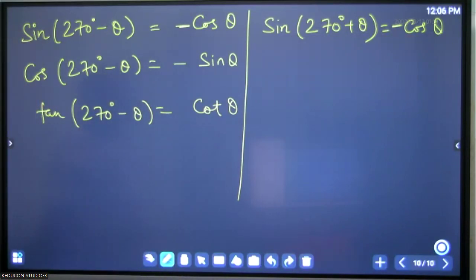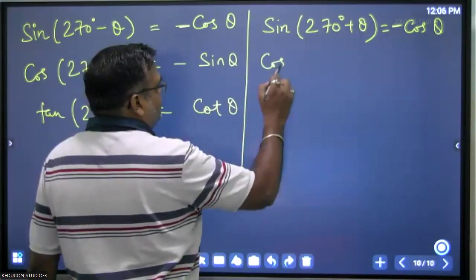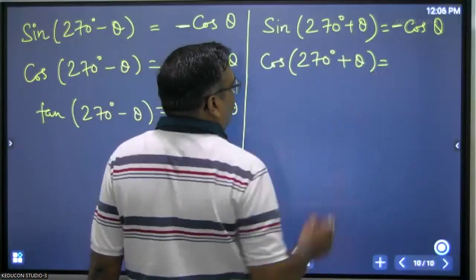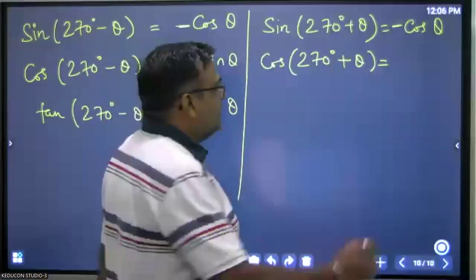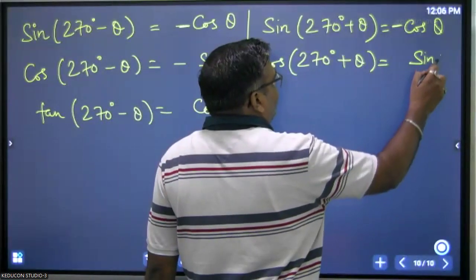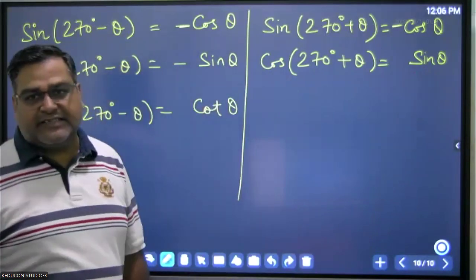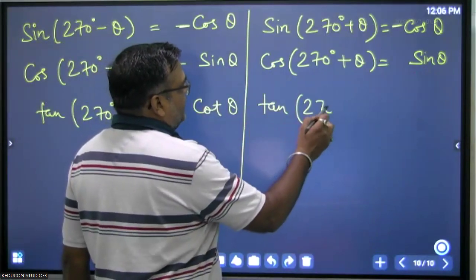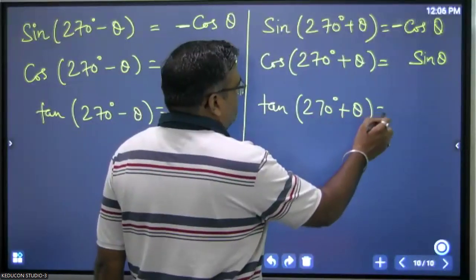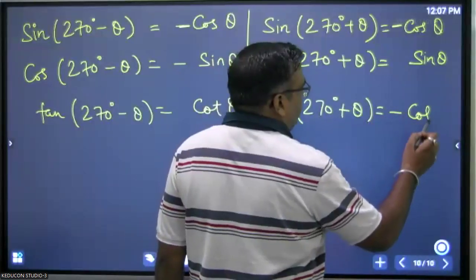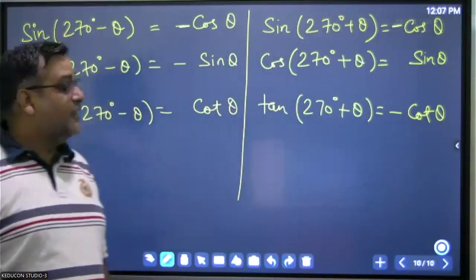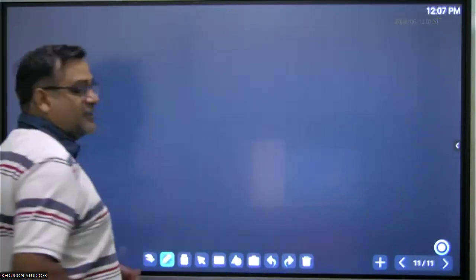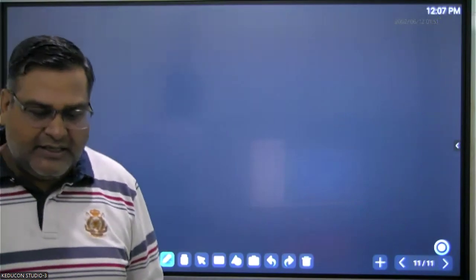Similarly, cos of 270 plus theta will be, again, the trigonometric ratio changes to sine theta, but since cos is positive in the fourth quadrant, it will be positive. Tan of 270 plus theta will be minus cot theta, as tan is negative in the fourth quadrant.